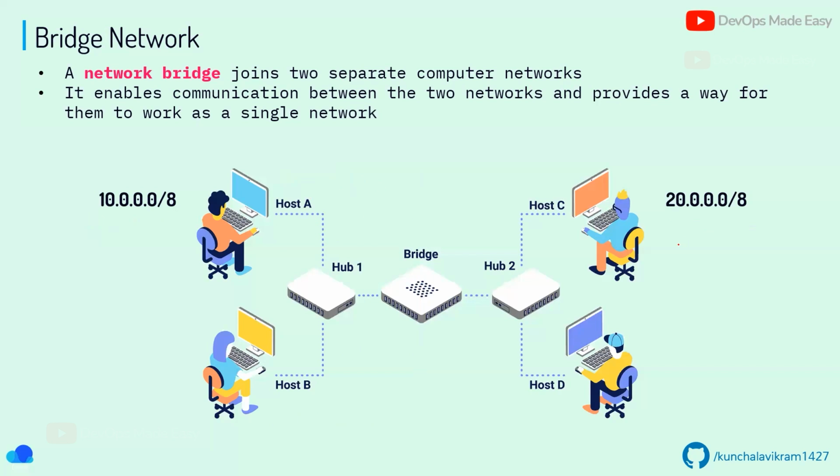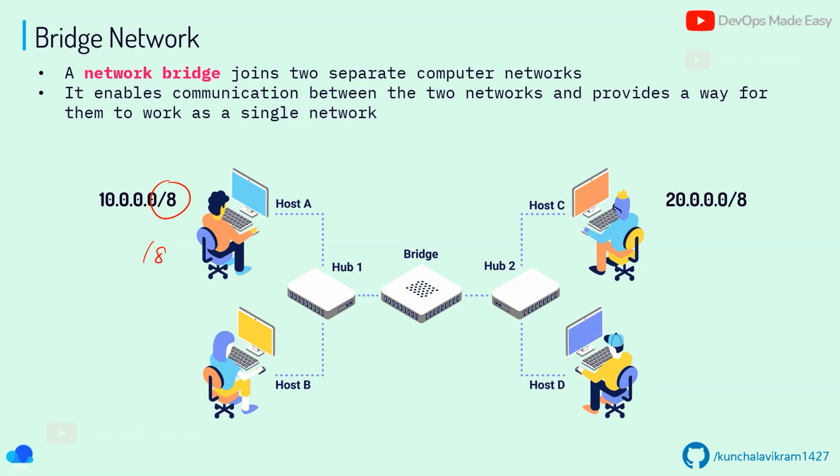Right. Okay. And also, what is the meaning of this /8? Class A. No, let's assume this is CIDR, classless inter-domain routing. So there are no classes. I can assign anything. What is /8? It is an 8-bit mask in subnetting.